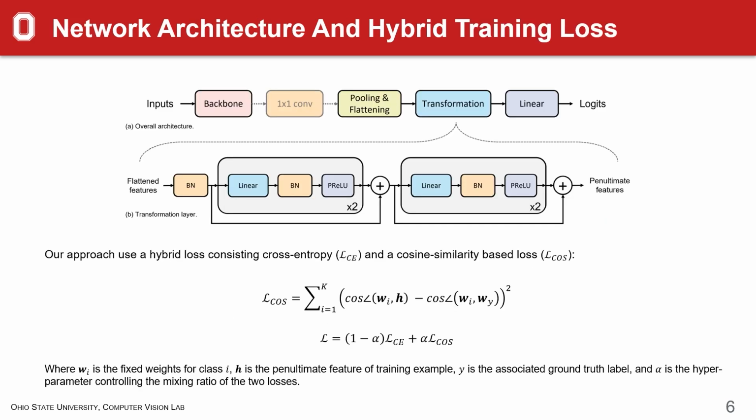This is the architecture overview of our approach. We can work with any modern neural network backbone. We just add a 1x1 convolutional layer to adjust the penultimate feature dimension to the number of leaf classes and a transformation layer with residual connections to facilitate the collapse. And in the end, we fix the linear classifier weights at the HA frame weights W we found in the previous step. Our approach uses a hybrid loss of cross entropy and cosine similarity with a tunable mixing ratio alpha.